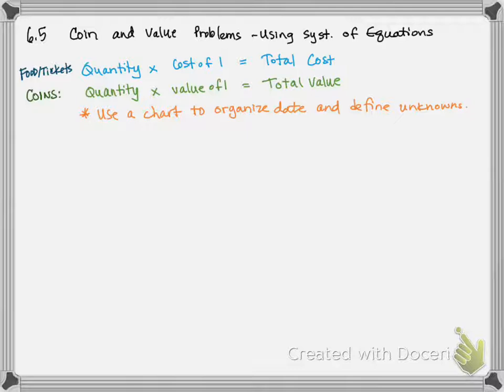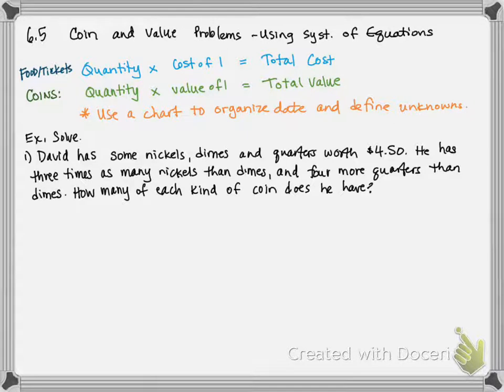All right, I'm going to go ahead and write the first problem. Okay, so here's our problem. David has some nickels, dimes, and quarters worth $4.50. He has 3 times as many nickels as dimes and 4 more quarters than dimes. How many of each kind of coin does he have? So take a moment, pause, and go ahead and write this down.